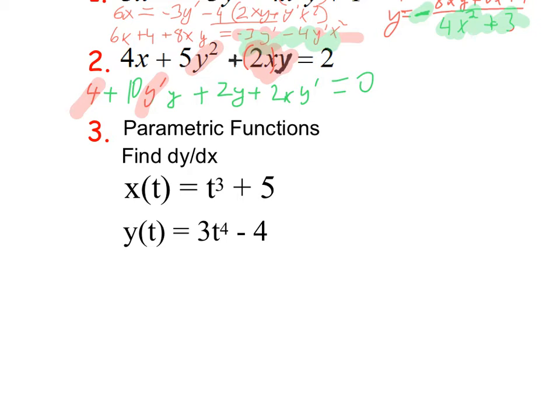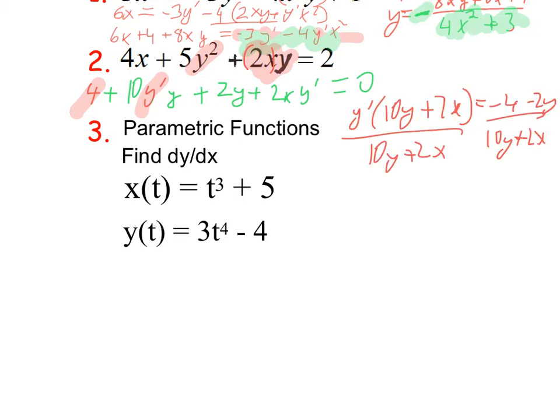So let's continue from here. To conclude our problem, I simply got all the y primes to one side, factored out the y prime, moved everything that wasn't y prime to the other side, and then divided by whatever is inside these parentheses to get all of this good stuff right here.